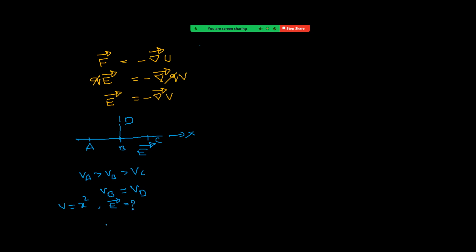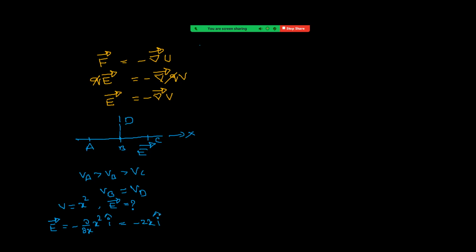Then see what we are doing. E bar equal to minus del bar V. That means E bar is equal to minus del bar, now I can write dou by dou x of V. V is now x square into I cap. That is equal to the derivative of x square with respect to x, which is 2x. So this is now minus 2x I cap.